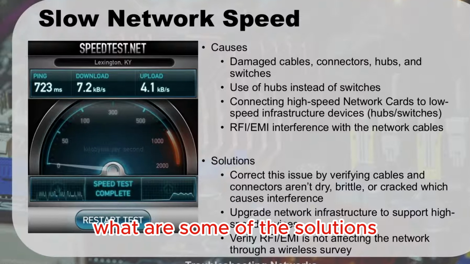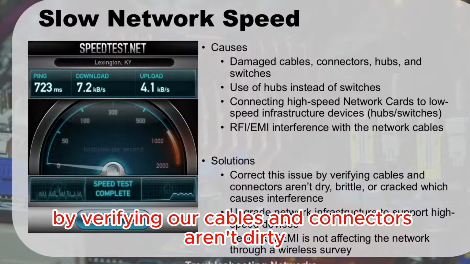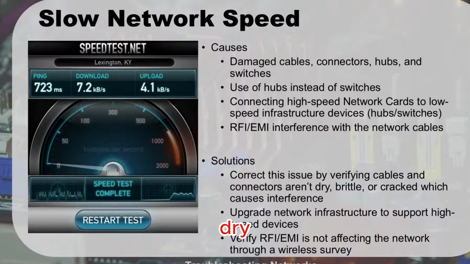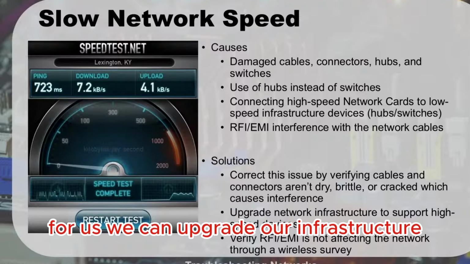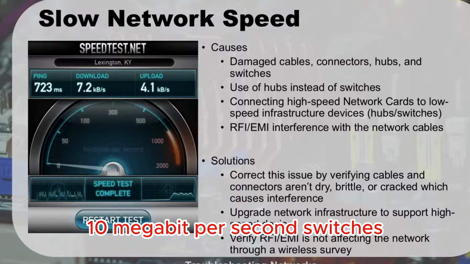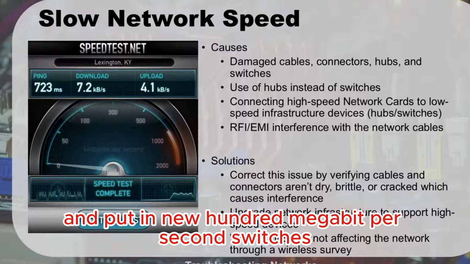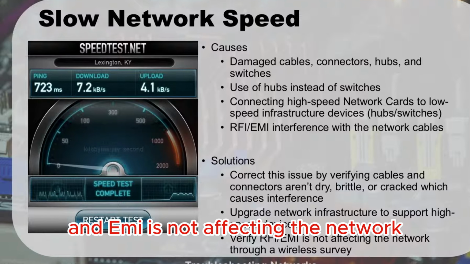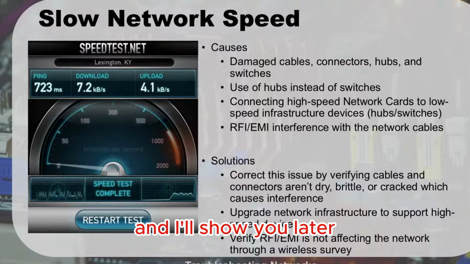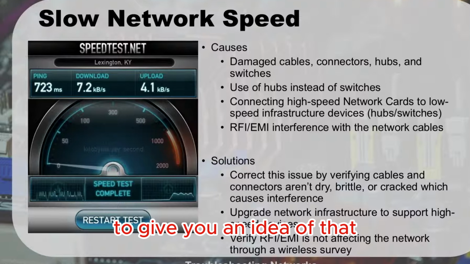What are some of the solutions? We can correct this by verifying our cables and connectors aren't dirty, dry, brittle, or cracked, because that can cause interference for us. We can upgrade our infrastructure so we could take out those old 10 megabit per second switches and put in new 100 megabit per second switches. And we can verify that RFI and EMI is not affecting the network by doing a wireless survey. And I'll show you later what a wireless survey looks like to give you an idea of that.